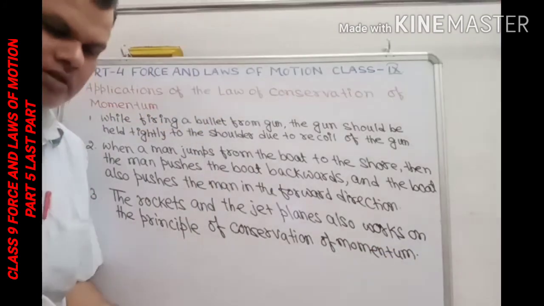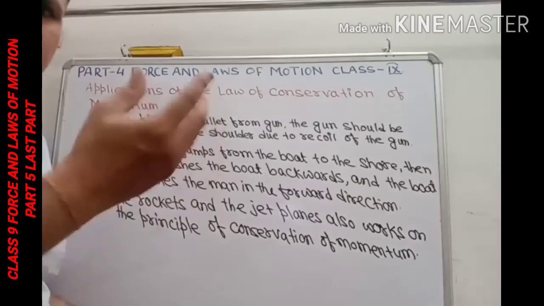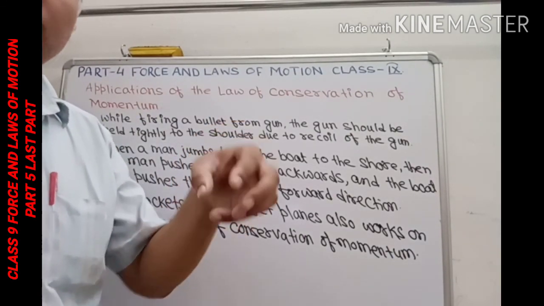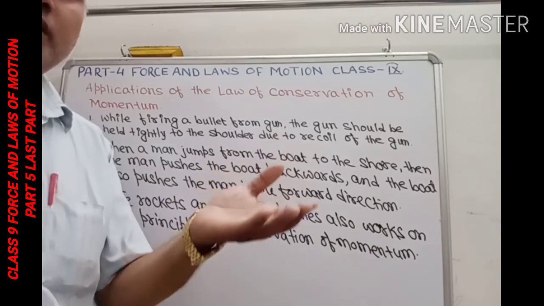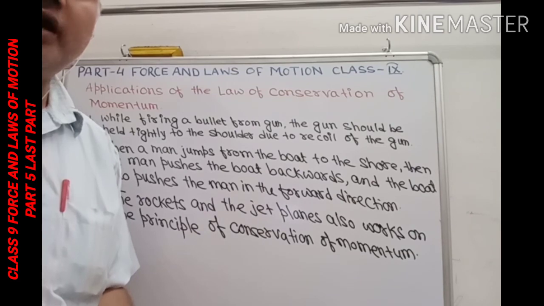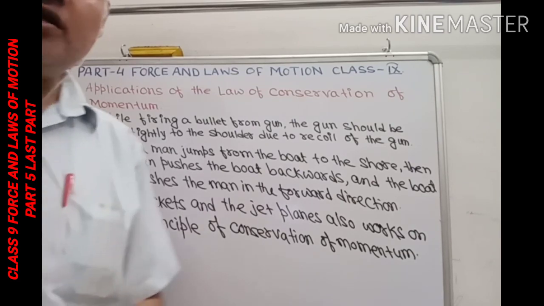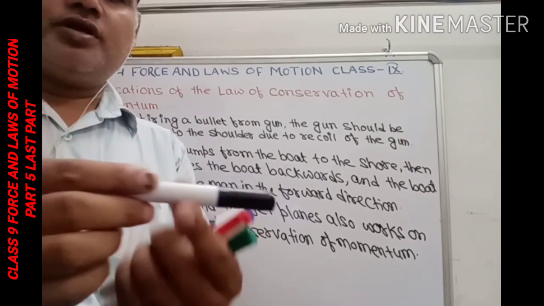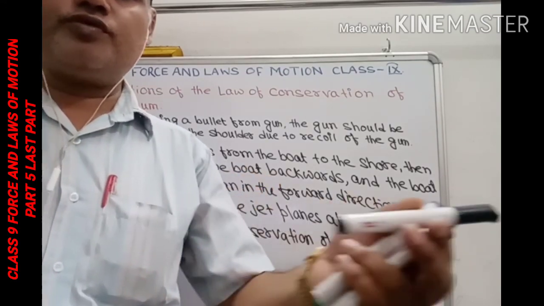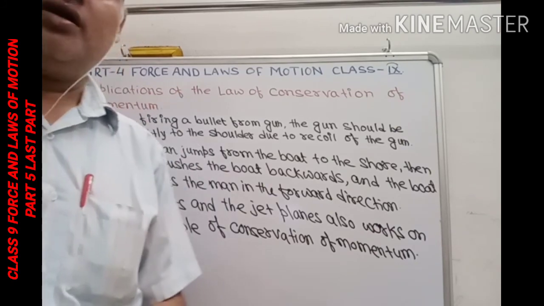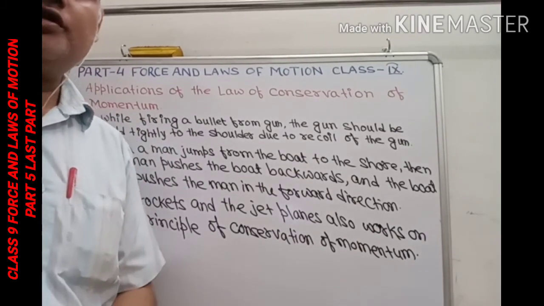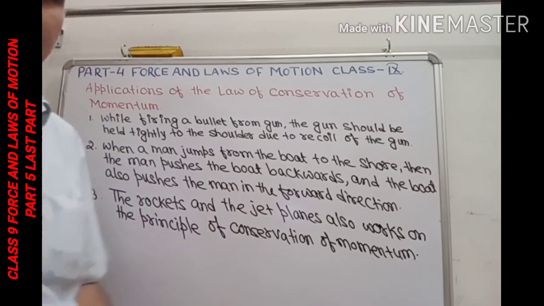As we know, when the rocket moves in the upward direction, the fumes come downward and the rocket moves upward. The action is the fumes and the reaction is the upward movement of the rocket. Similarly, when a jet plane moves, it ejects fumes as the action and it moves in the forward direction as the reaction. So, beta, this was the last topic for your chapter.